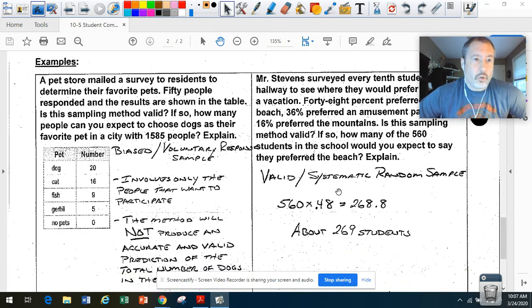So it says, a pet store mailed a survey to residents to determine their favorite pet. 50 people responded, and the results are shown in the table. Is the sample method valid? If so, how many people can you expect to choose dogs as their favorite pet in the city with 1,585 people? Explain. Okay, so once again, this is voluntary. Only the people who want to respond will respond, and if it's a voluntary type of sample, it is biased here.